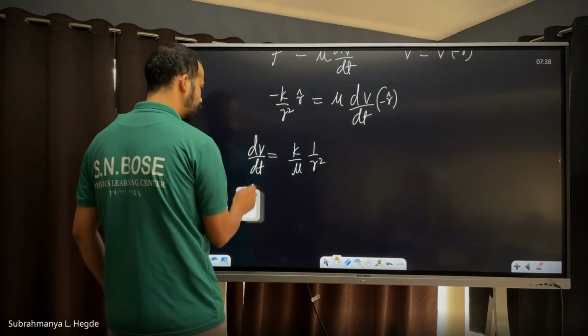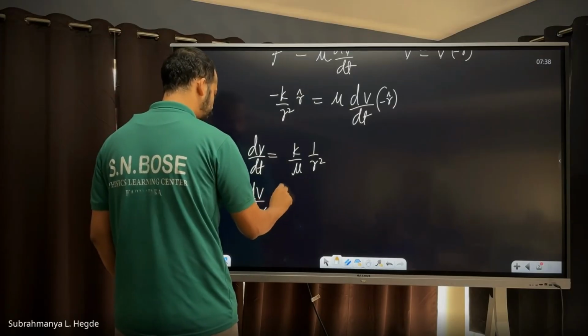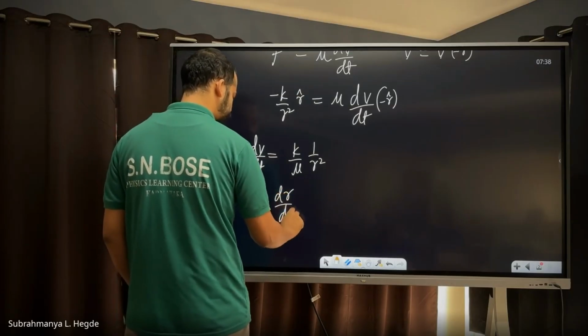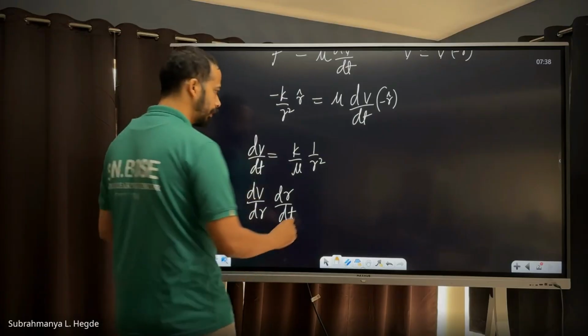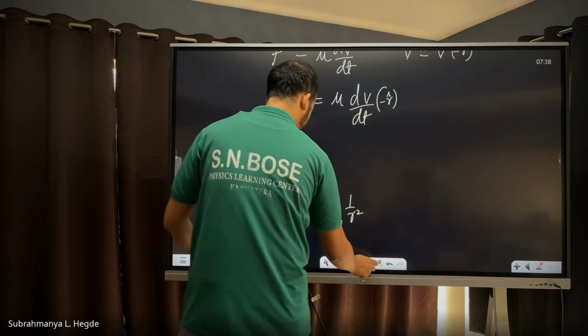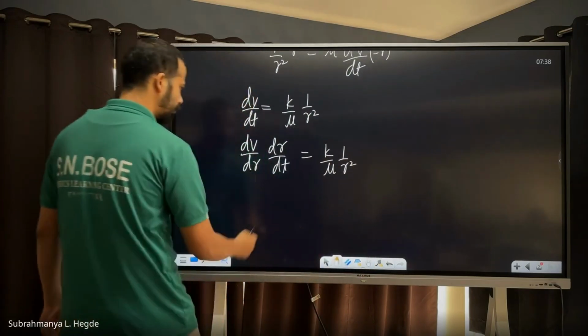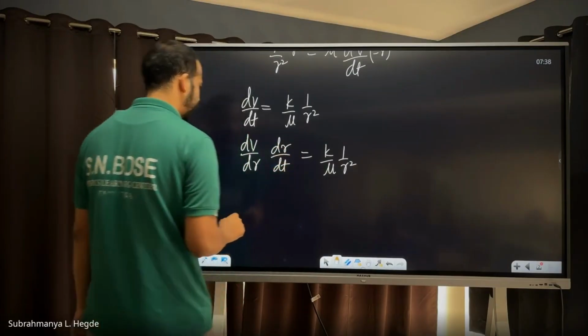So then what I do is, since it's a function of r, I need to convert this in terms of derivative with respect to r. I will use the chain rule: dv by dr times dr by dt, that is dv by dt, equal to k by mu into 1 by r square. That may be an easy way, check that out, think over it. But I'm doing it in the ideal way, dr by dt.